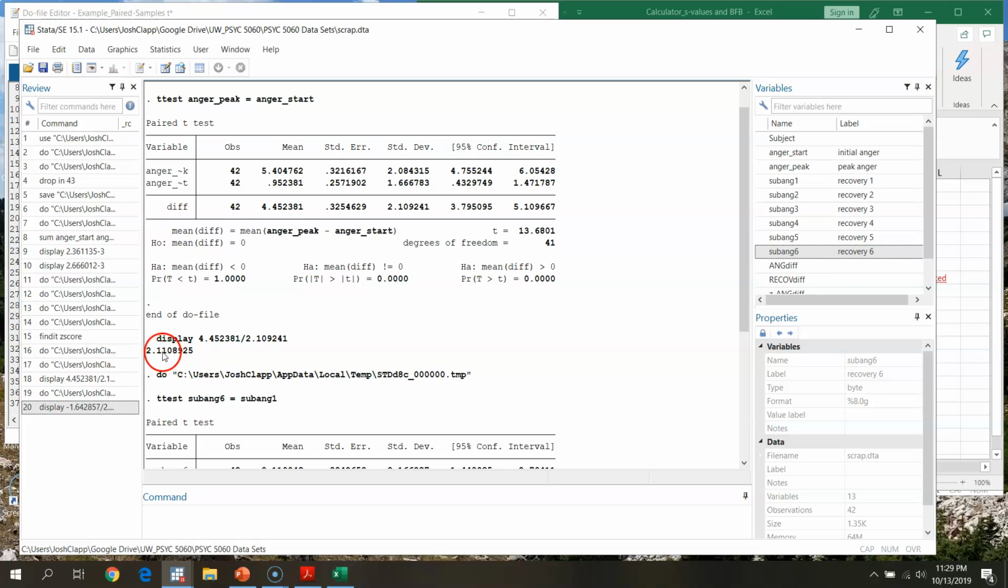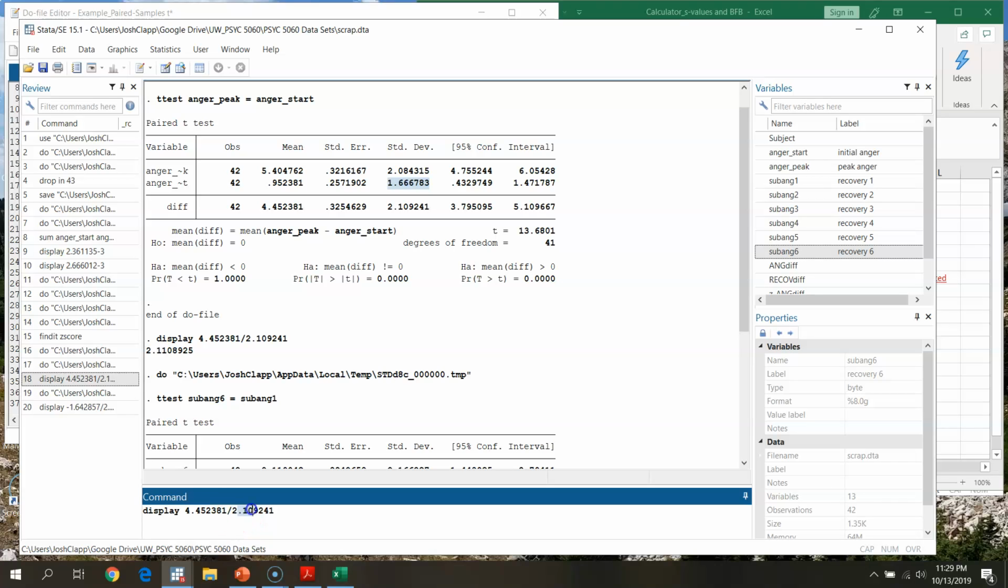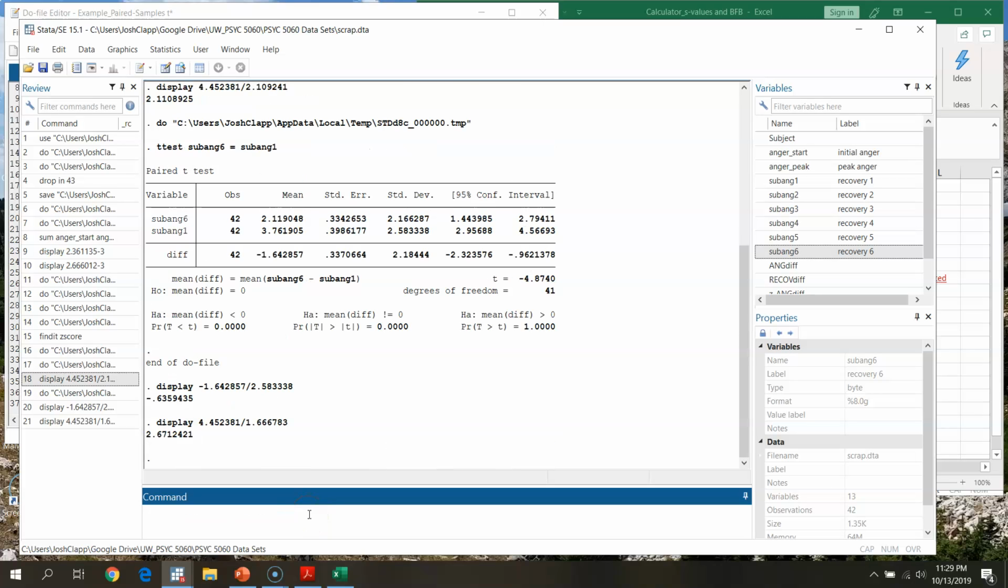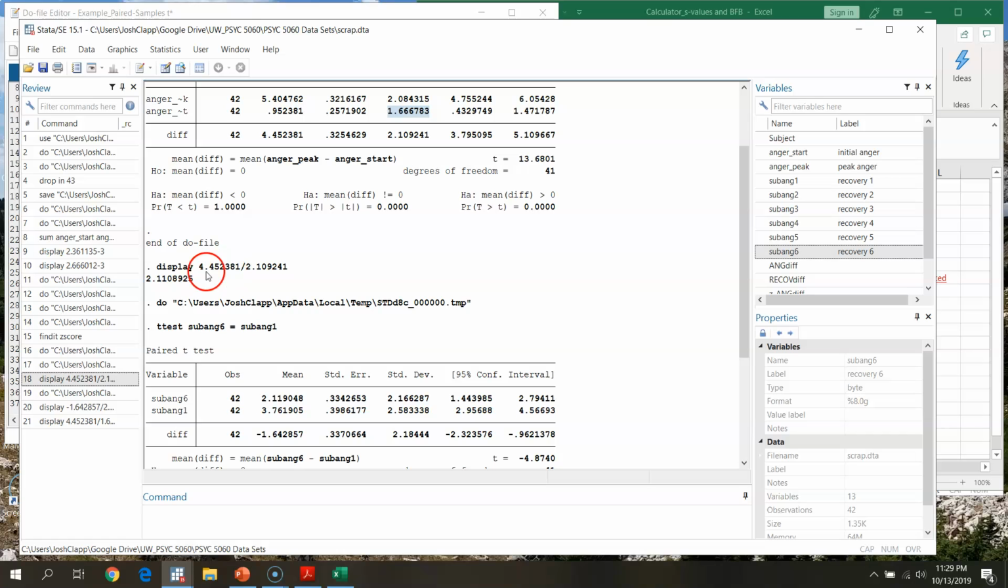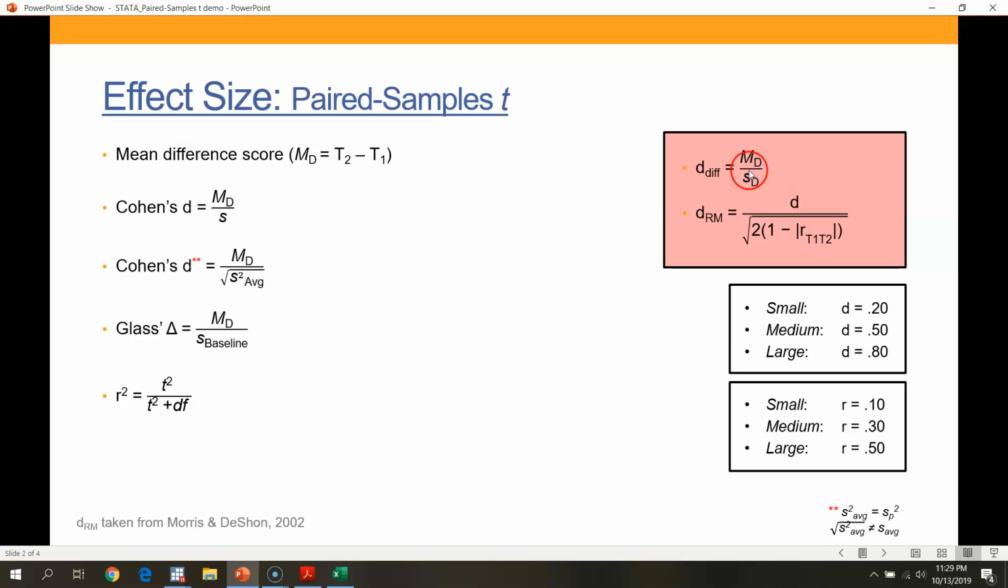Correction: I calculated Glass's delta using the standard deviation of the difference scores. What I should have done here is mean difference divided by the standard deviation at baseline, at initial, not the standard deviation of the difference scores. Whoops. So if I go through and do that, my Glass's delta for my anger induction is actually larger than it was here. This is using the standard deviation of difference scores. We talked about that up here.